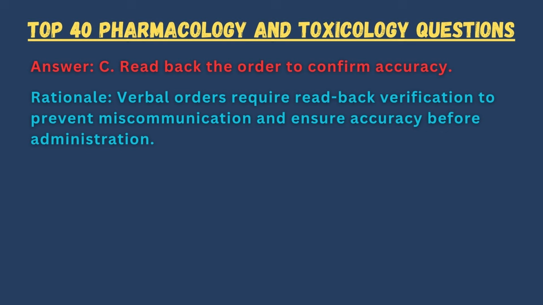Answer: C. Read back the order to confirm accuracy. Rationale: verbal orders require read-back verification to prevent miscommunication and ensure accuracy before administration.